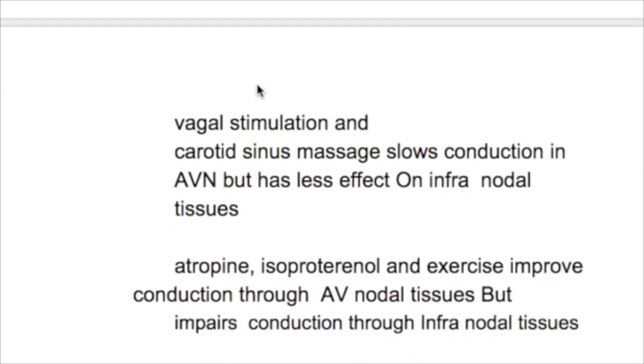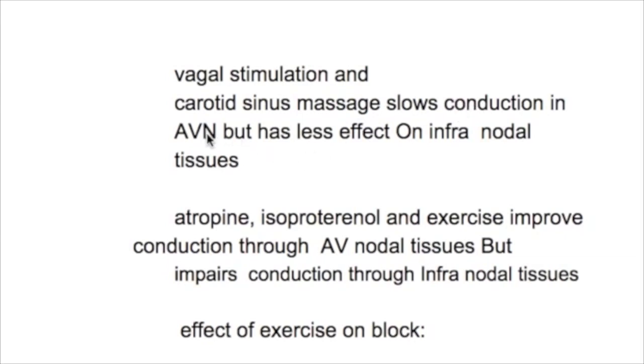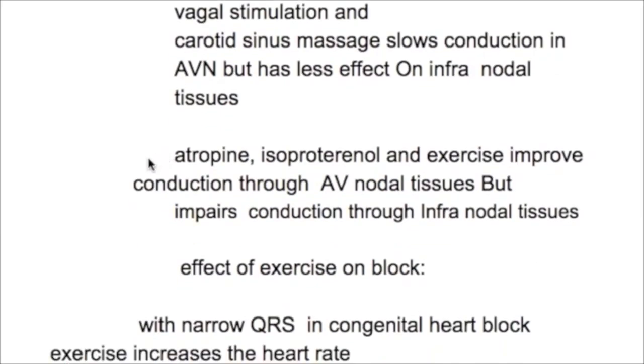Treatment of the block. Physiological treatment. What's the physiological? Vagal stimulation and carotid sinus massage. Where does it act? It slows the conduction in the AV node but has less effect on infranodal tissues. Number 2, the drugs atropine and isoproterenol, and also exercise. They improve the conduction through the AV node but impair the conduction through the infranodal tissue.